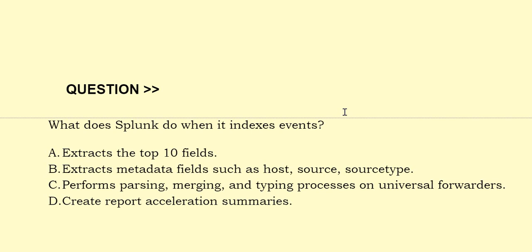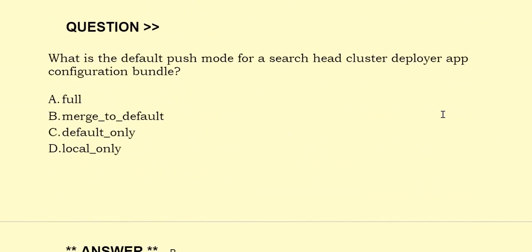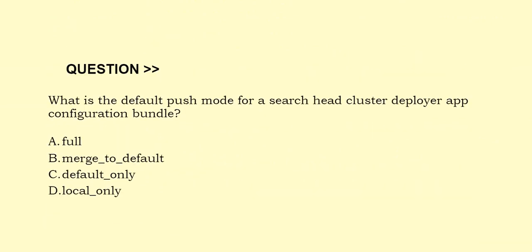Option C, performs parsing, merging and typing processes on universal forwarders. Option D, create report acceleration summaries. The correct answer is option B. Our next question is, what is the default push mode for the search head cluster deployer app configuration bundle?